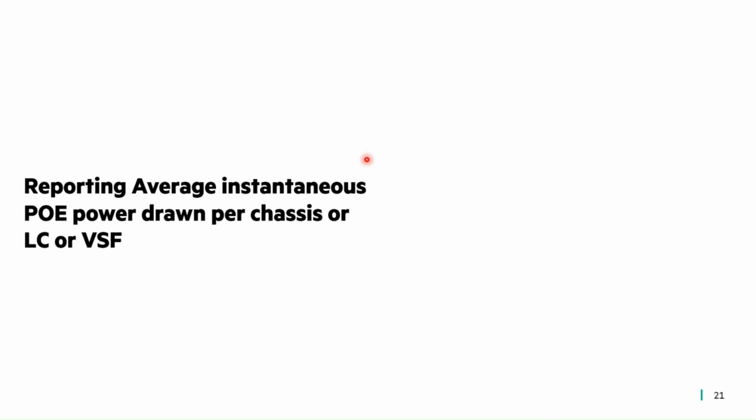So let us now look at the second feature that I was mentioning earlier that will support your effort toward sustainability. This is about reporting average instantaneous PoE power drawn per chassis or LC or VSF. So let's look into the details of this feature.